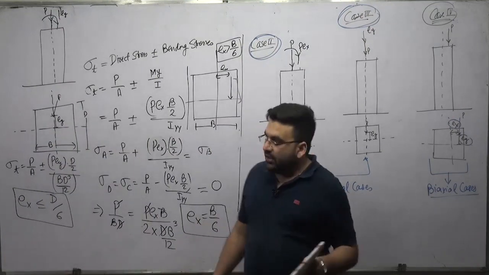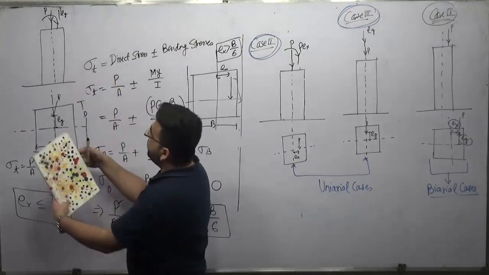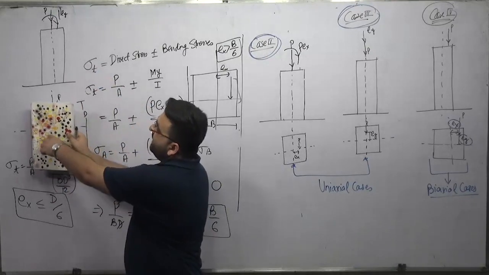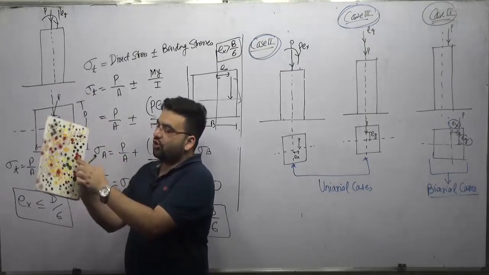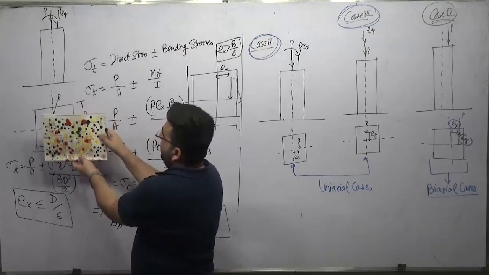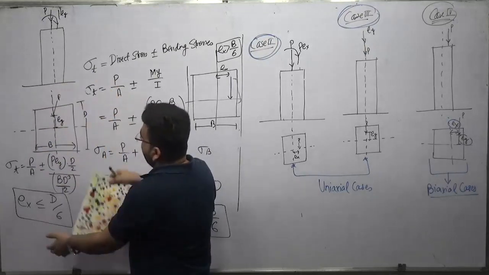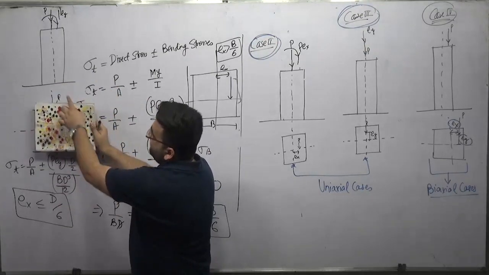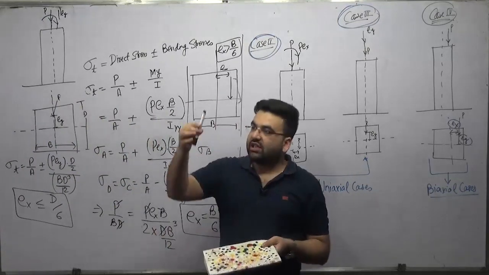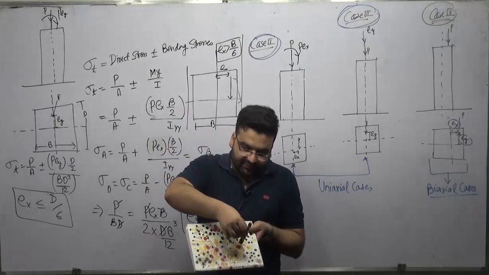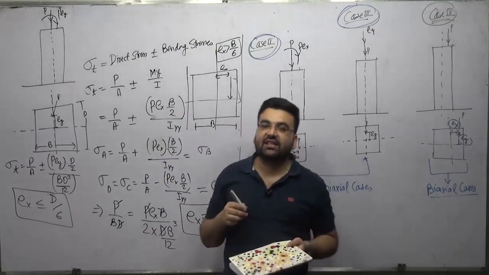Now, let me explain the moment with the help of this notebook. This was a column and this is the top view of the column. This is Ex and this is Ey. A column is like this, a big column, top view, Ex and Ey. So the load is acting somewhere here, at an eccentricity of Ex.